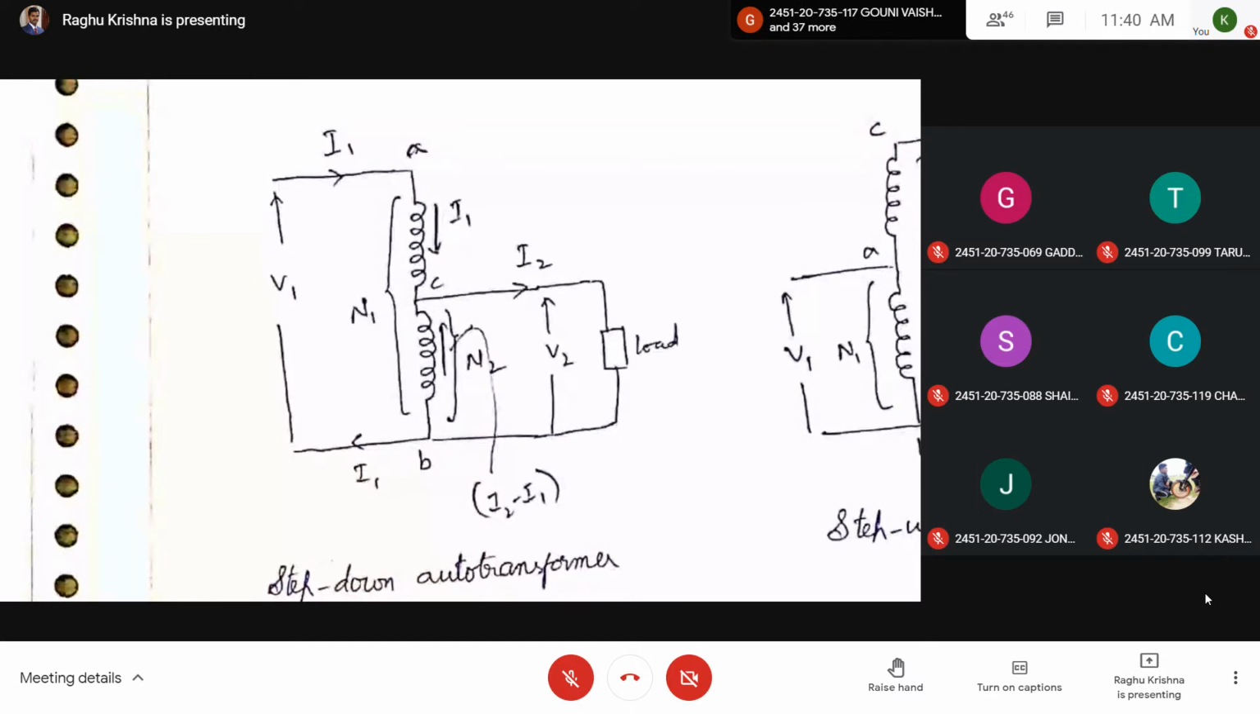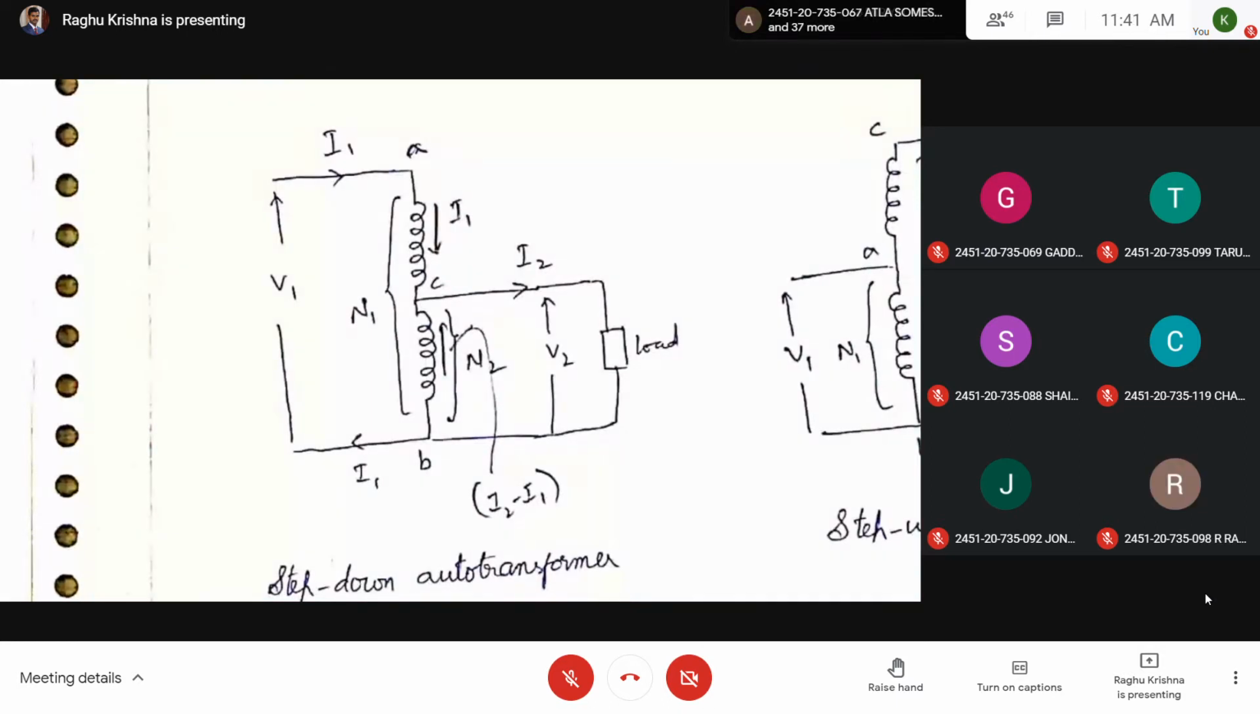V1 is the applied voltage, the supply voltage. I1 is the current drawn from the supply. Next, before that you can see N1. N1 is the number of turns in the primary. Similarly, N2 is the number of turns in the secondary. You have the points A, C, B.